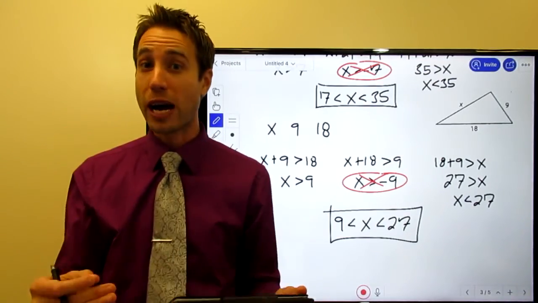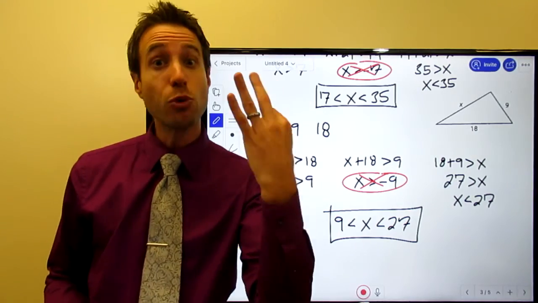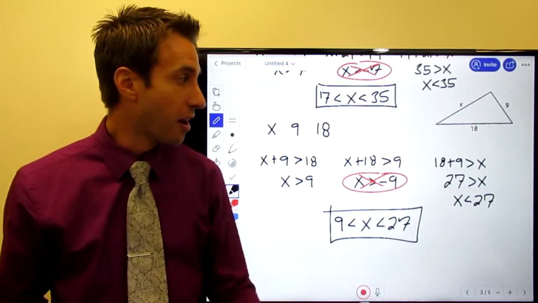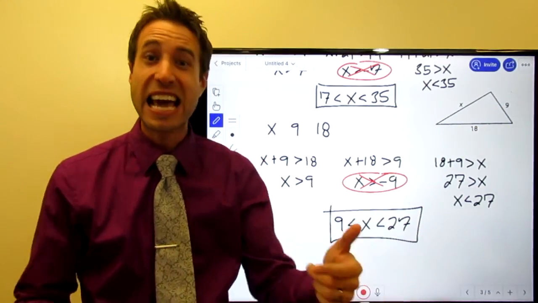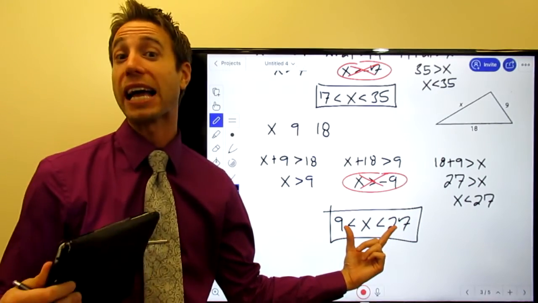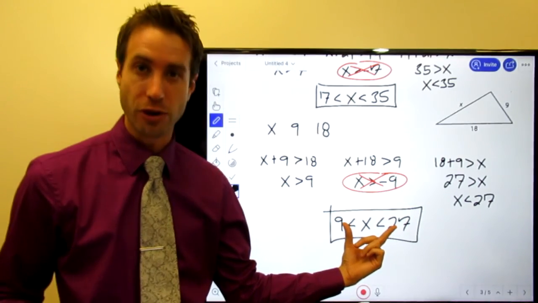All right, guys, that's the triangle inequalities, right? I can give you 3 sides. You test all 3 to tell me if they work. Or I can give you 2 of the sides, and you, using the triangle inequalities, figure out what values I could give for the 3rd side.